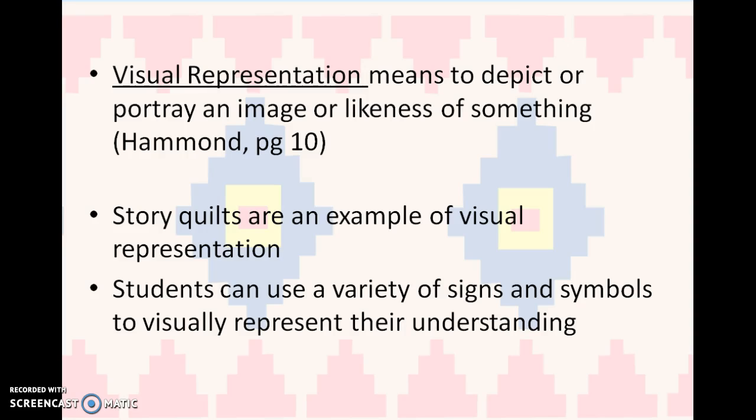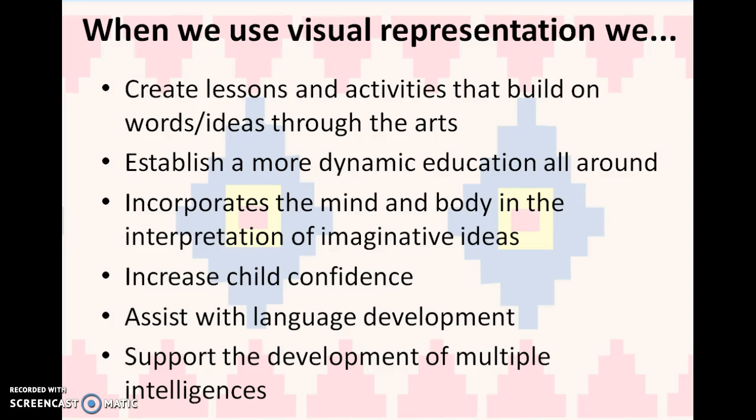Visual representation means to depict or portray an image or likeness of something. Story quilts are an example of visual representation. Students can use a variety of signs and symbols to visually represent their understanding. When we use visual representation, we create lessons and activities that build on words or ideas through the arts.